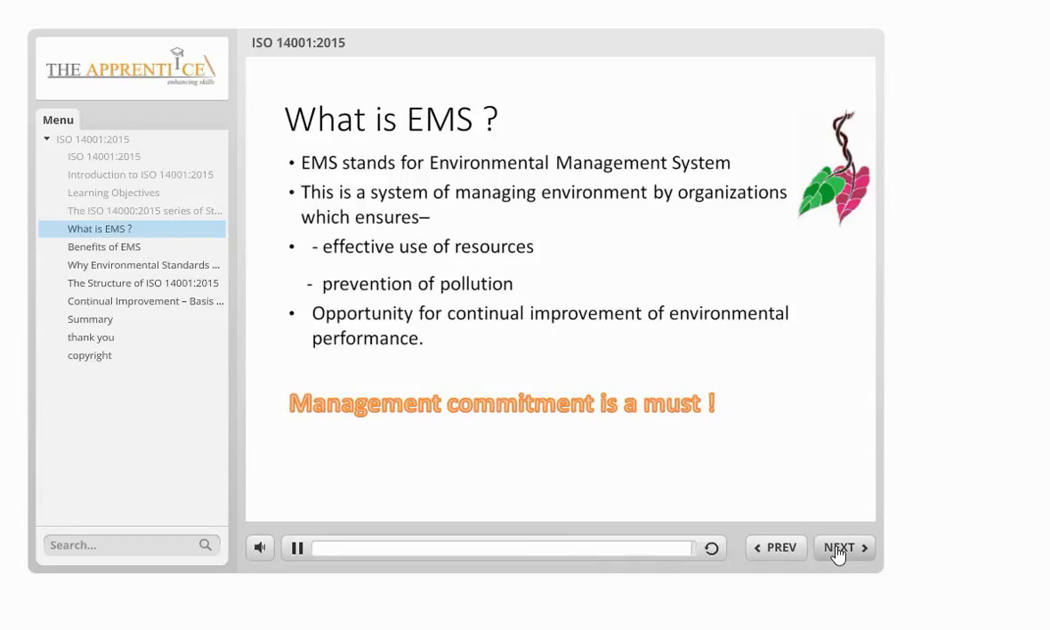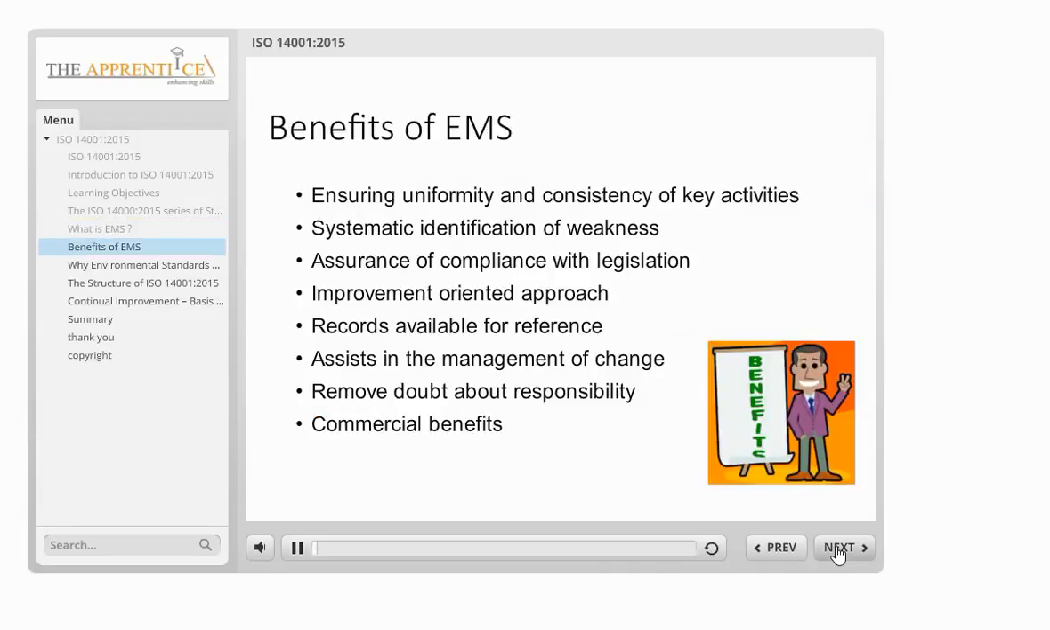Let's look at the benefits of having an EMS. There are various benefits of a structural approach to environmental management. It includes ensuring uniformity and consistency in key activities of an organization such as evaluating opportunities associated with cost saving, minimum energy utilization and other savings. Systematic identification of weakness is another benefit offered by EMS. Further, EMS also ensures recognition of the requirements and compliance with the legislation and management of the environmental legal responsibilities on a more easy and day-to-day basis.